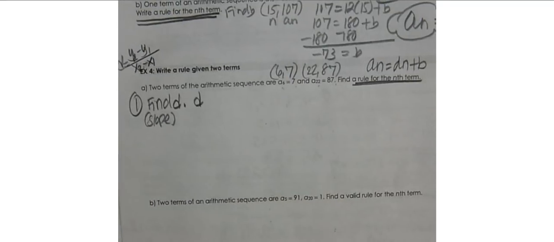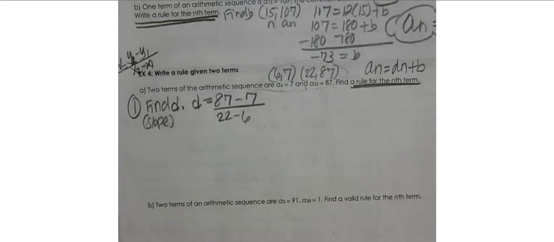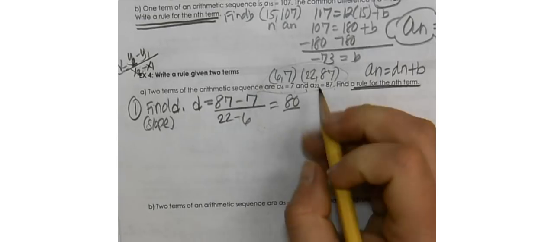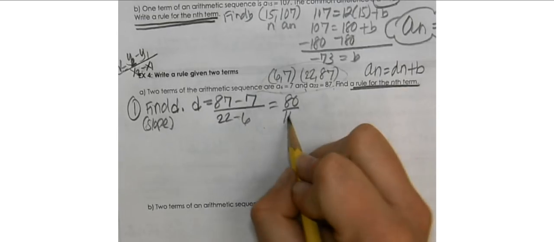There we go. And this is supposed to be the number 2. All right, so D is going to be equal to (87 minus 7) divided by (22 minus 6). So I just rewrote these equations into ordered pairs, and I'm plugging them into my slope formula. And slope, D is our slope, our common difference is our slope. So we have 80 divided by 16, and that is equal to 5.